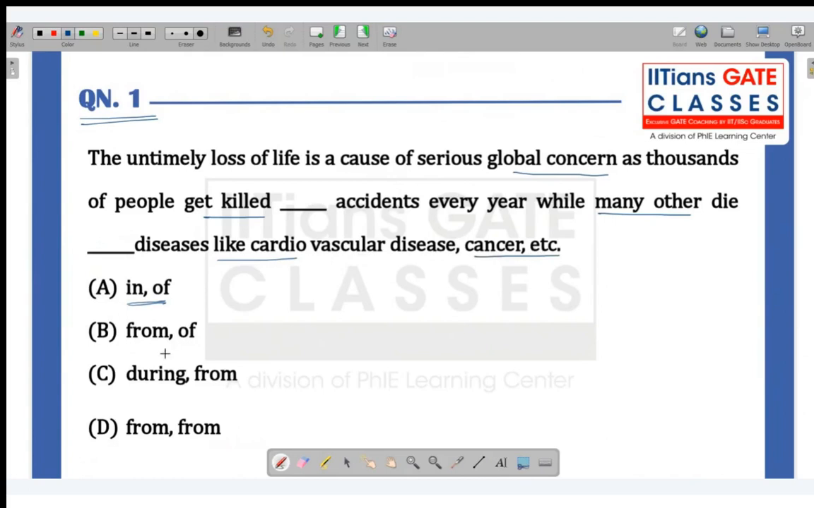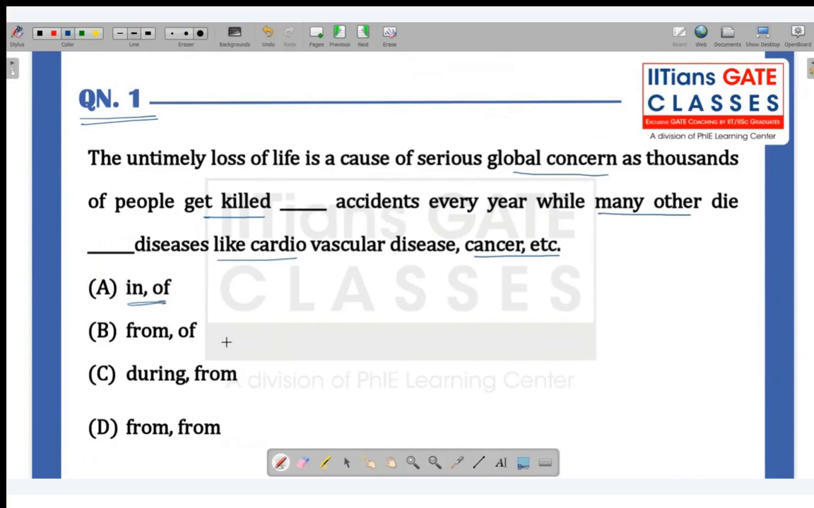Most of the students skip these kinds of questions, but these kinds of questions are very easy. So you can try this question and let me know the answer in the chat box and in the comment box as well. We have these choices: in option A, there is 'in' and 'of'. You have to choose the words which fit in these blanks.